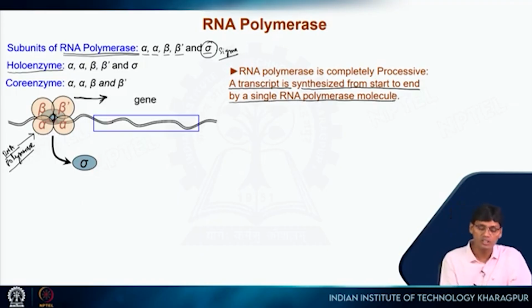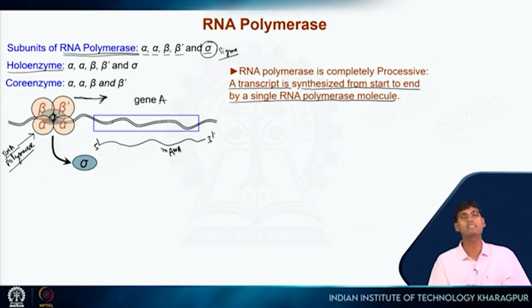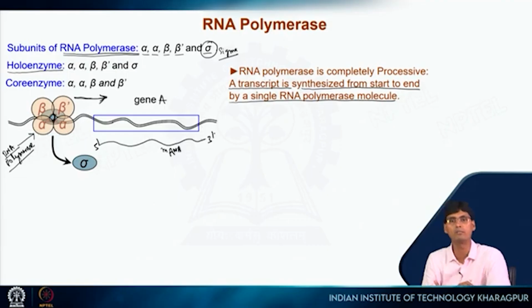So if this RNA polymerase starts to transcribe this gene, say gene A, then we will get the RNA here. This is, I would say, the mRNA after transcription, in the 5 prime to 3 prime direction, but it is synthesized by a single RNA polymerase.